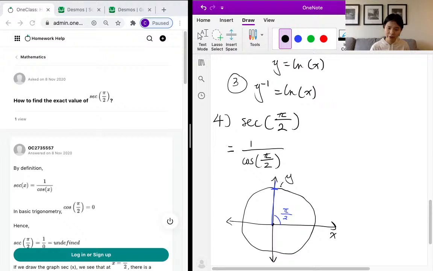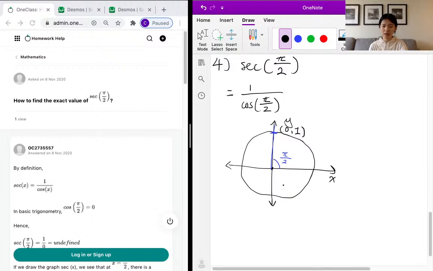We know that the value over here is actually (0, 1). And we know that on the unit circle, the cosine values are the x values and the sine values are the y values. So we know over here, the cosine of pi over 2 is equal to 0. So secant of pi over 2 is 1 over 0, which doesn't have a result, because 1 over 0 is not defined, which is basically just a fancy way of saying it's undefined. It's not like you can get an actual numerical value out of it.